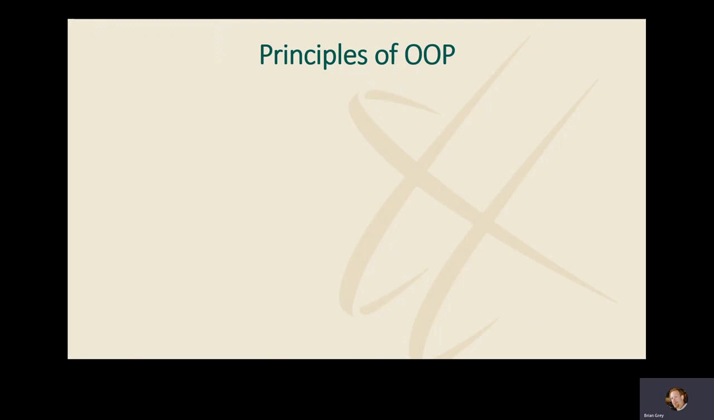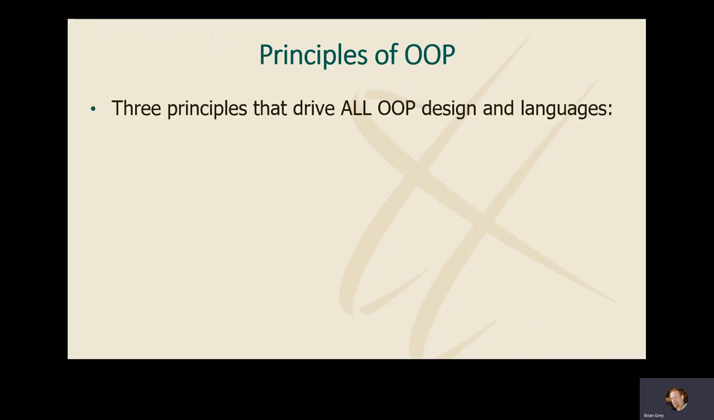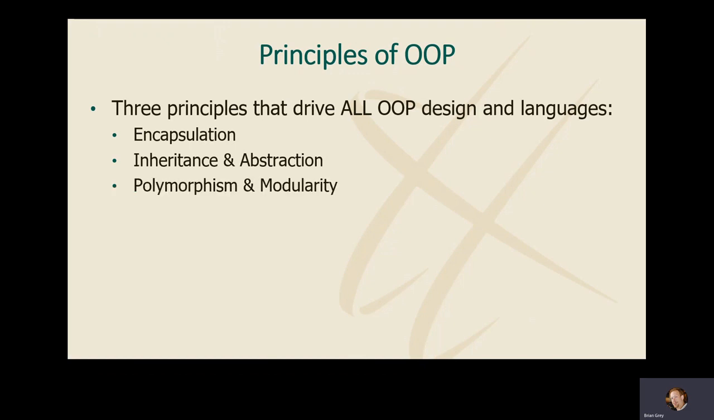Okay, so we've got these definitions. And we understand what is going on, like why an object-oriented language was created, what the central principles are, what the central tenets are. But what are the principles of object-oriented programming? So we have three central principles of object-oriented design and languages. Encapsulation, the idea of inheritance or abstraction, and polymorphism.